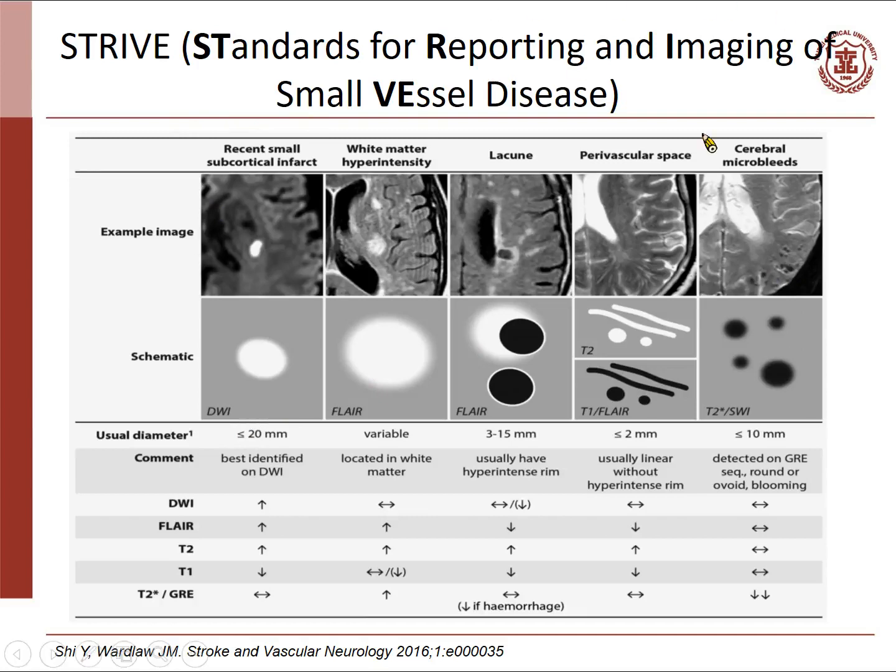So this is an image example to differentiate the different types of white matter lesion on the magnetic resonance image. For a recent small cortical or subcortical infarct, the DWI image will get brighter. For a lacune, there may be a cavity in the center, and around it there's a high signal intensity on the T2 FLAIR image. So you can differentiate whether it is a new one or an old one. On DWI, if it is bright, it is a new one. An old one is a cavitation surrounded by a bright area.